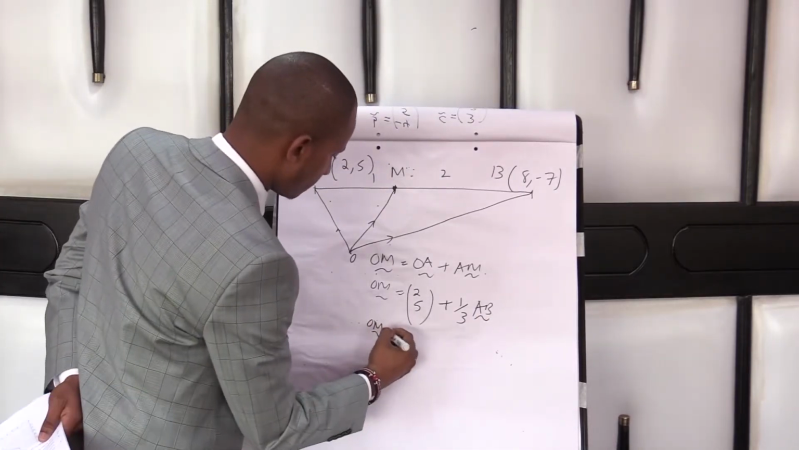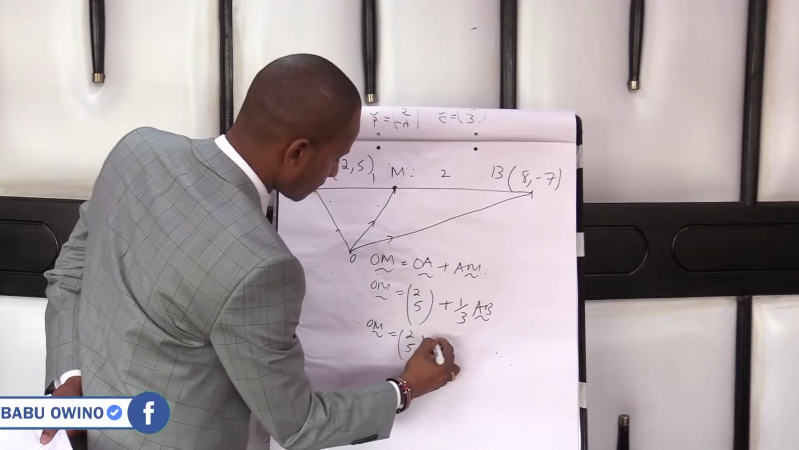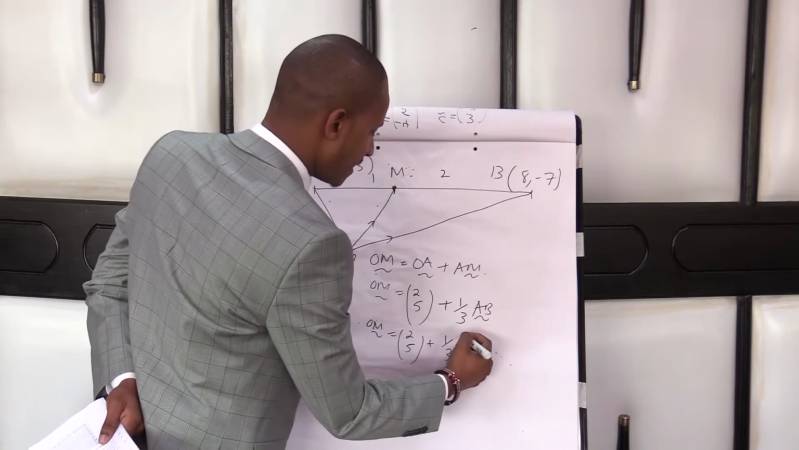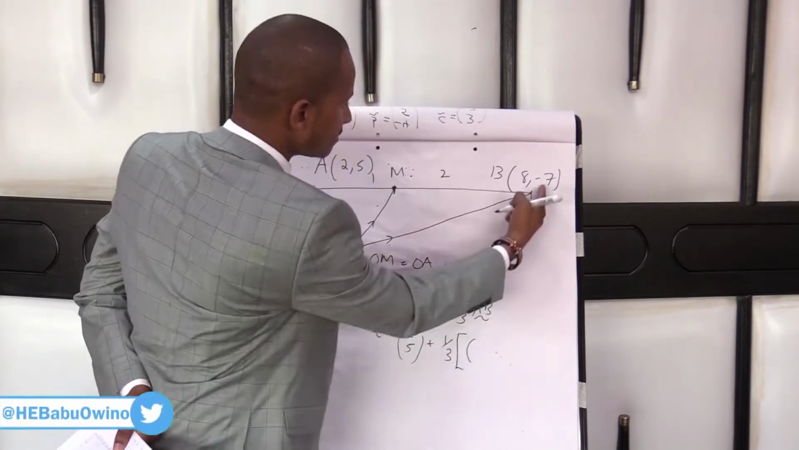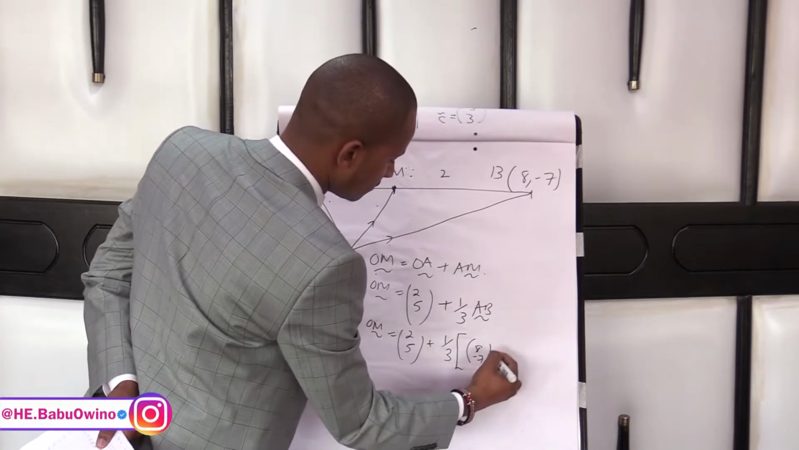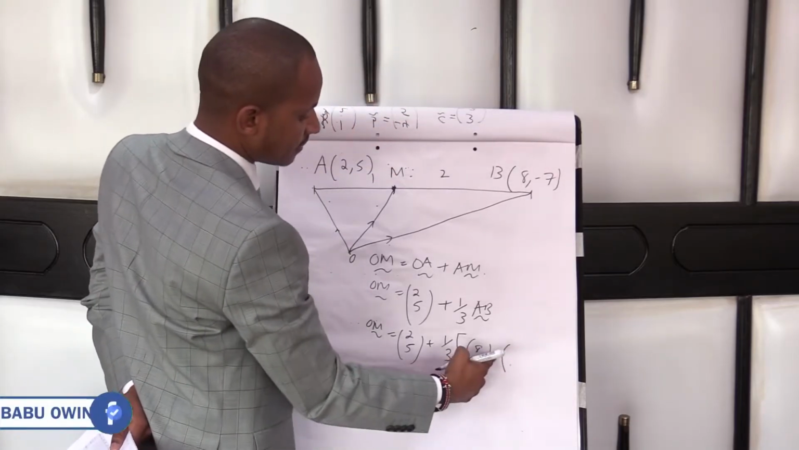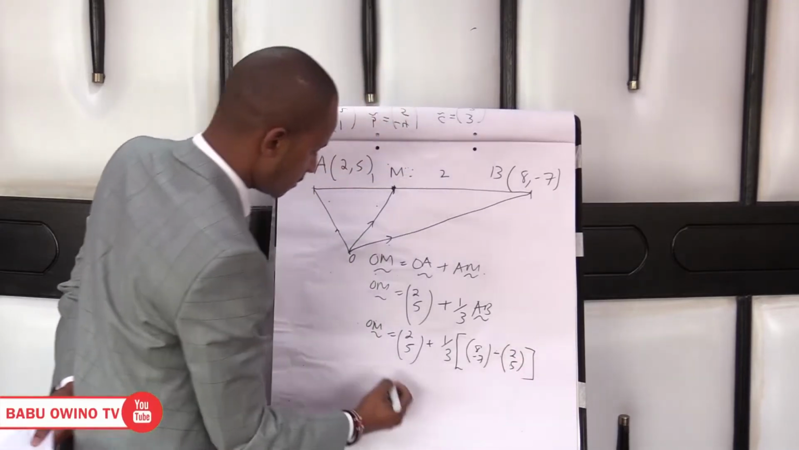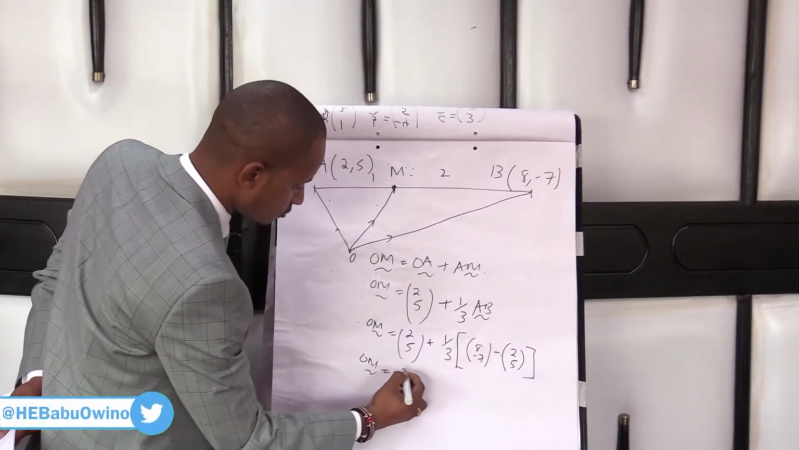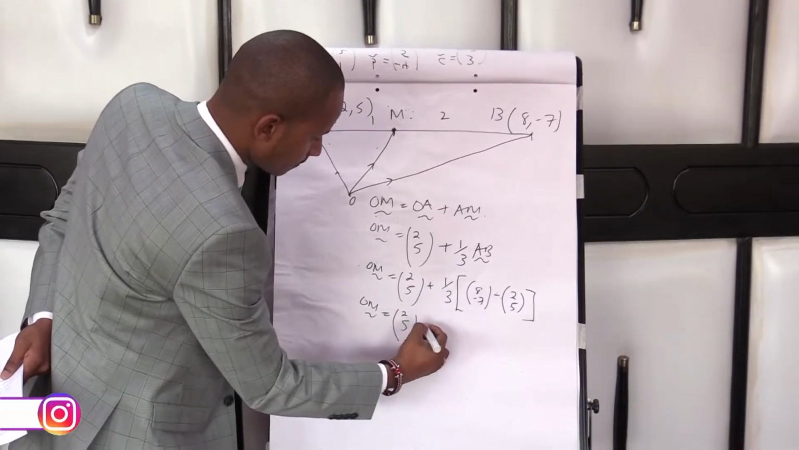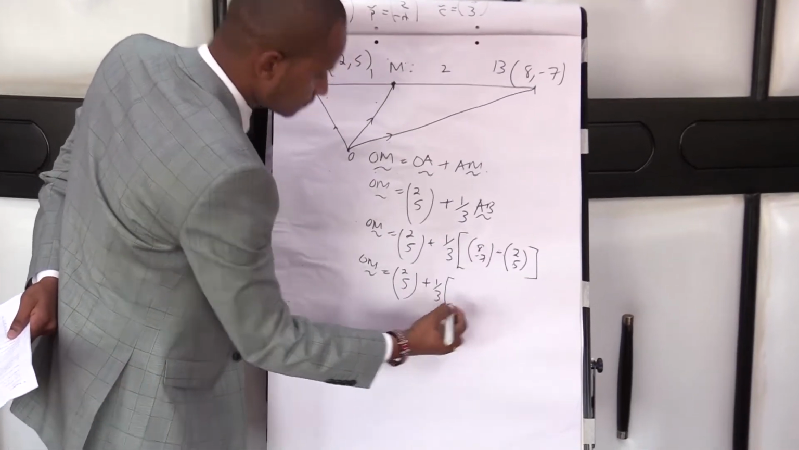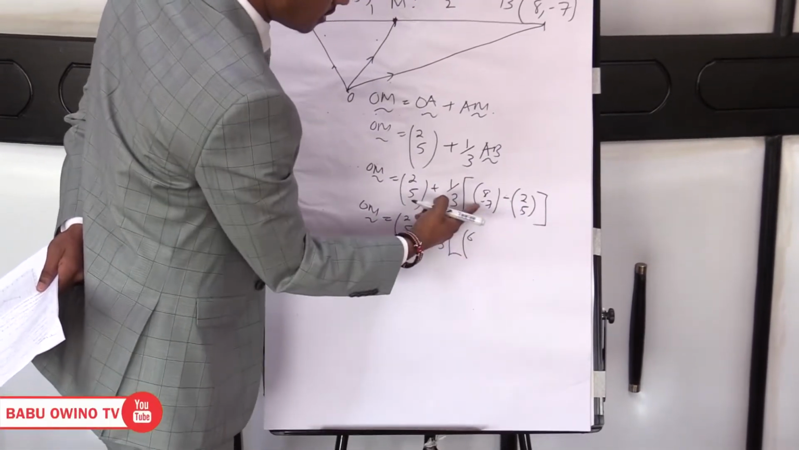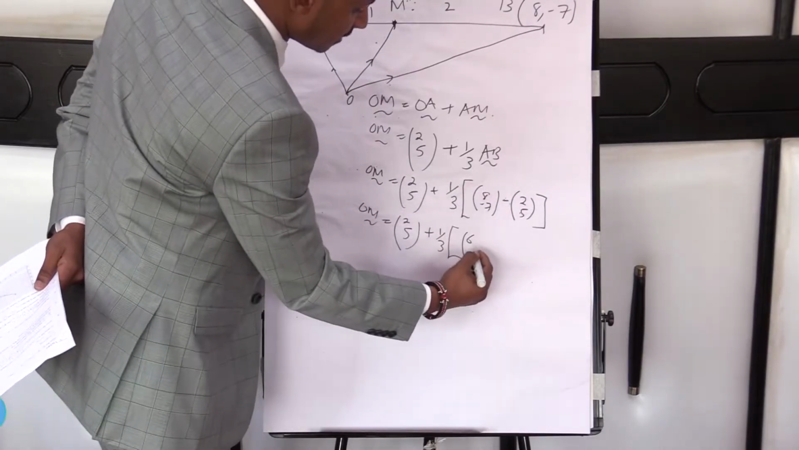Therefore, OM equals to 2, 5 plus a third of AB. AB means B minus A, but our B is 8, minus 7, then minus A, our A is 2, 5. So OM equals to 2, 5 plus a third into 8 minus 2 is 6, then minus 7 minus 5 is minus 12.